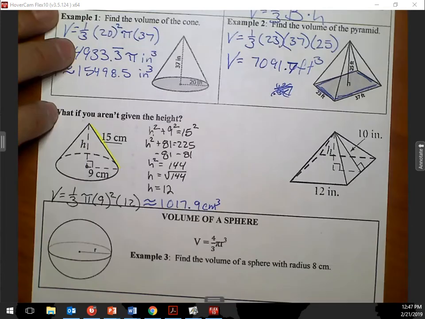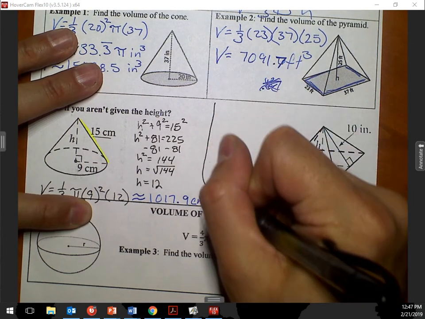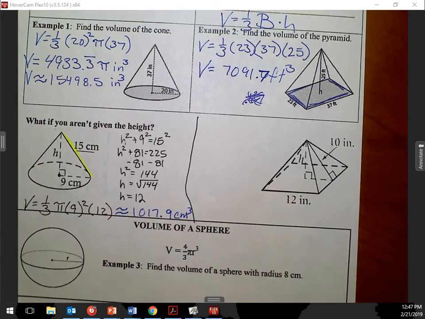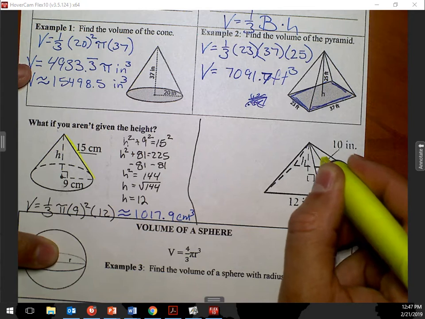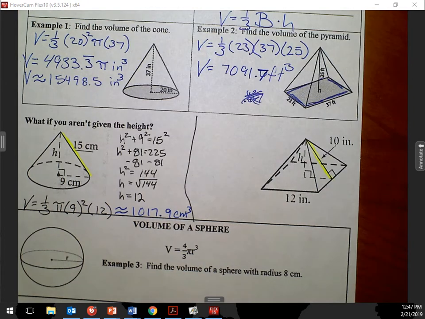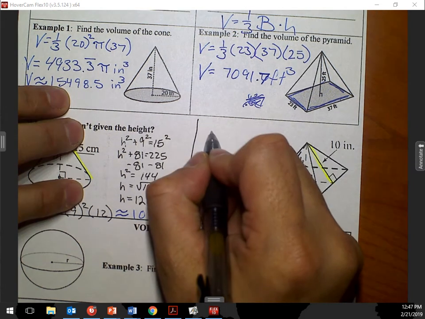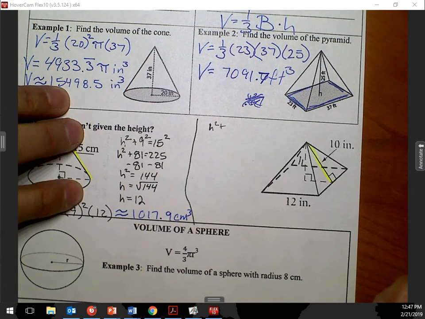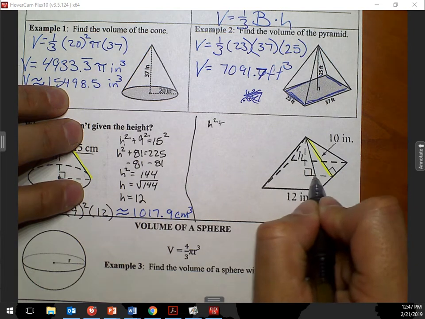Okay, let's try this one. Same thing here. Now, on this one here, this is the slant height right here. Same information. How do I find the height of this? Pythagorean theorem. So I would have h squared plus 10 squared. Nope, 12 squared. Nope. Look at where the triangle is. Then what is it?